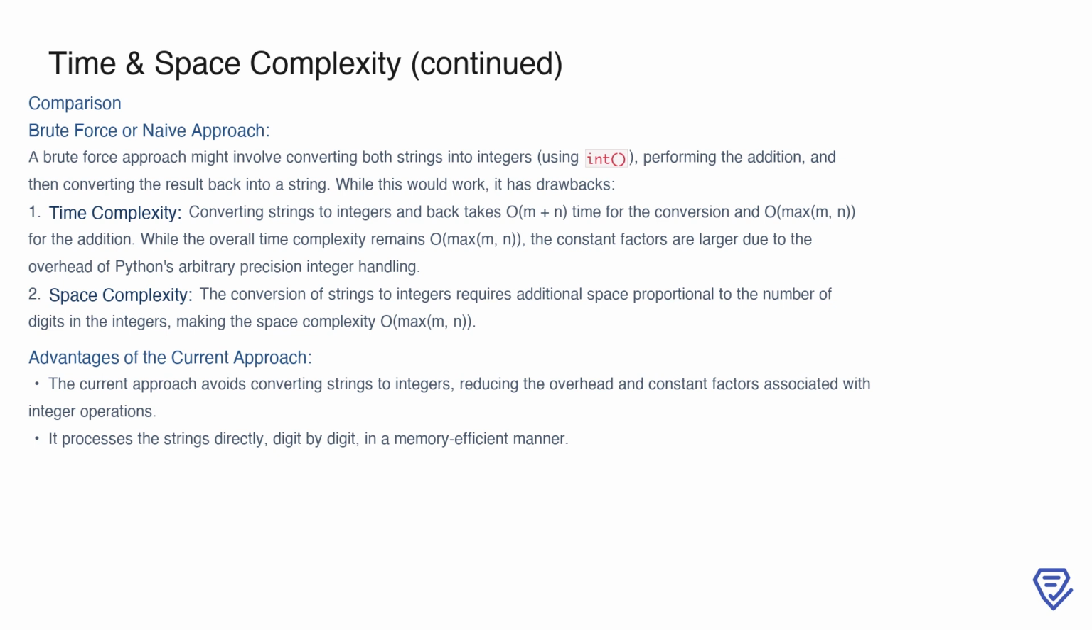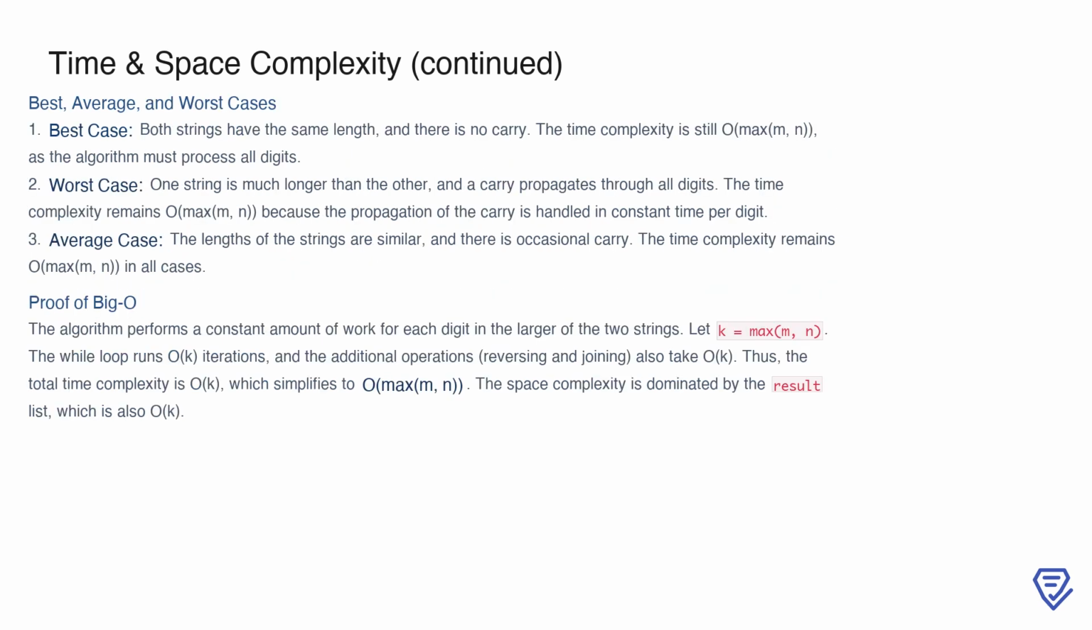In contrast, the current approach avoids these conversions entirely, processing the strings directly and digit by digit. By eliminating the overhead associated with integer operations, this method is more memory efficient and operates with smaller constant factors, making it a better choice for this problem. Examining the best, average, and worst cases further solidifies the efficiency of this algorithm. In the best case scenario, both strings have the same length, and there is no carry propagation, but the time complexity remains O(max(m, n)), because all digits must still be processed.